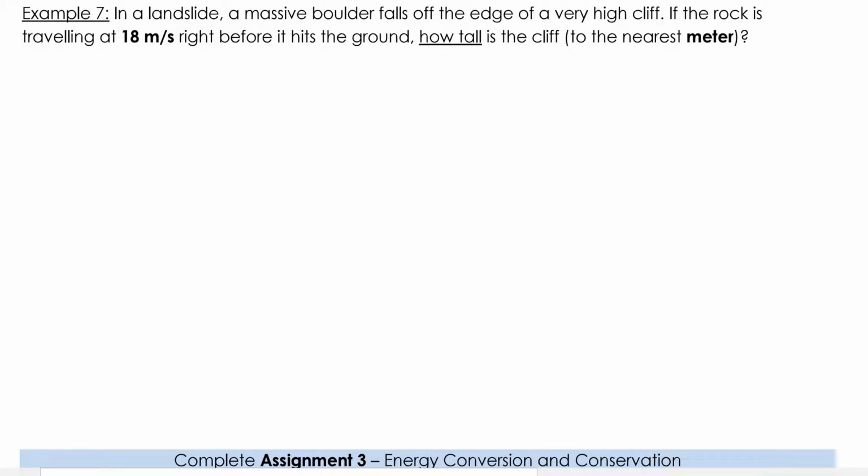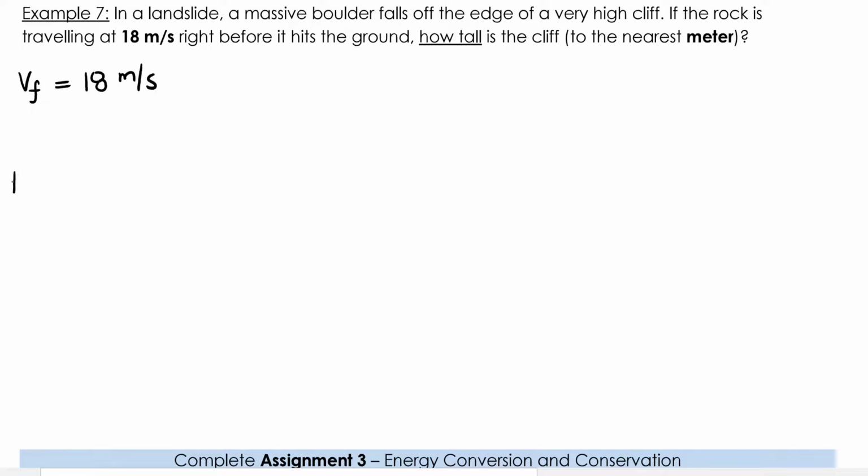In a landslide, a massive boulder falls off the edge of a very high cliff. If the rock is traveling at 18 meters per second right before it hits the ground, how tall is the cliff? We know the speed right before it hits the ground is 18 meters per second, so that's V final. Just like in the last problem, we don't know the mass of the boulder, but we don't need the mass because it will algebraically cancel itself out when we start working out the problem.